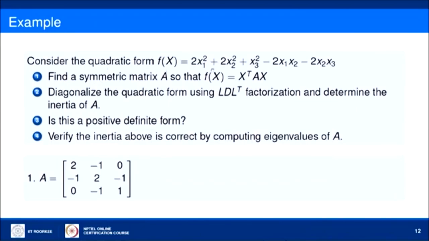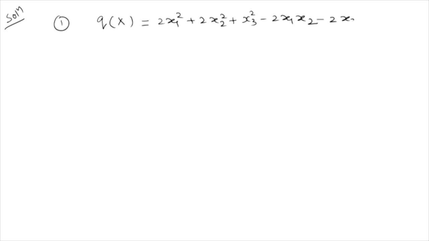In the same way, we can have a diagonal form or quadratic form. So, consider the quadratic form f(x) equals 2x1 square plus 2x2 square plus x3 square minus 2x1x2 minus 2x2x3. Find a symmetric matrix A so that f(x) equals x transpose A x. So, here Q(x) is given as 2x1 square plus 2x2 square plus x3 square minus 2x1x2 minus 2x2x3.